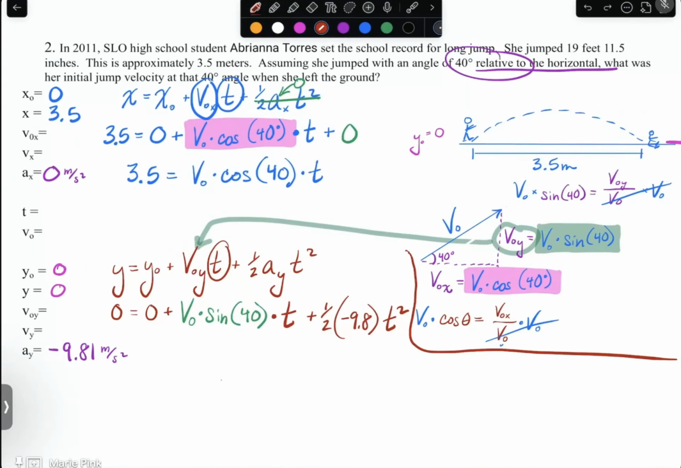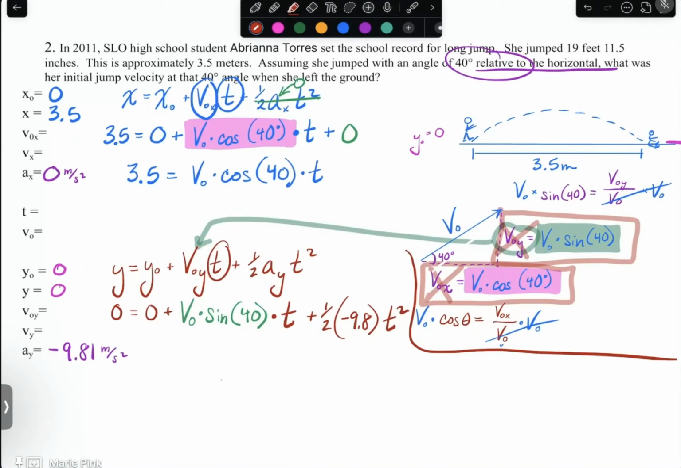I don't know V naught and I don't know time. So I don't know my overall starting velocity and I don't know time. The reason I put these in terms of V naught meant that I got rid of V naught y and V naught x. So instead of 2 variables, one being V naught x and one being V naught y, I was able to get it down to just one variable that I didn't know, which is my overall starting velocity, V naught.